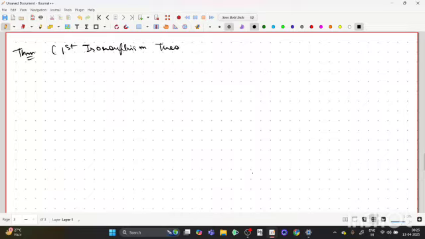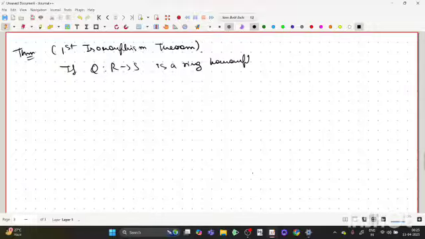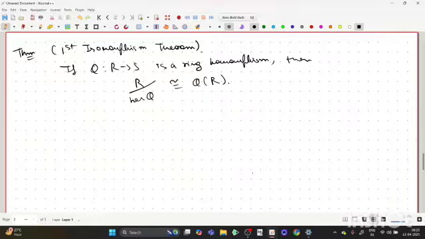The first isomorphism theorem says that if phi from R to S is a ring homomorphism, then R mod the kernel of phi is isomorphic to the image of phi. So this is the statement of the first isomorphism theorem. How do we prove this? Proof. The proof is quite simple.